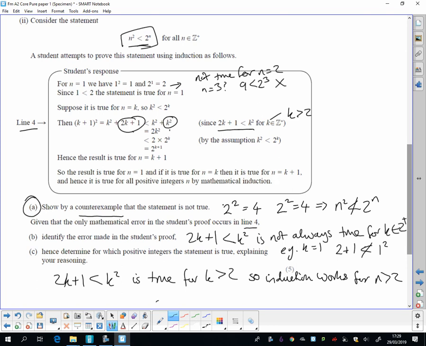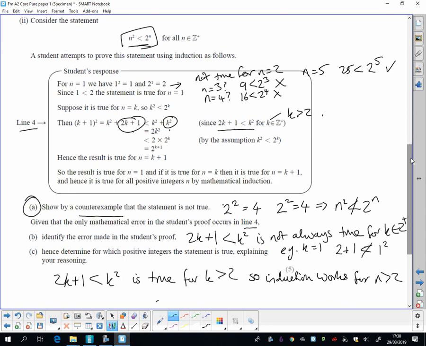Is it going to be true for n equals 4? Is 16 less than 2⁴? No, they're the same, so it's not true for that either. So they're all counterexamples we could have used in part A. But once we get to n equals 5, the base case is now 25 less than 2⁵. That is true. So now the base case is going to hold. For n equals 5, the induction will hold, because we said that's true for k greater than 2.